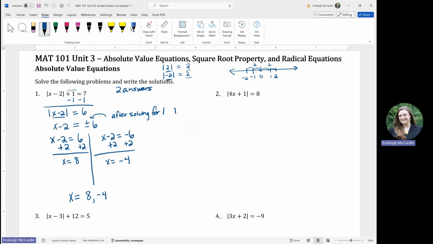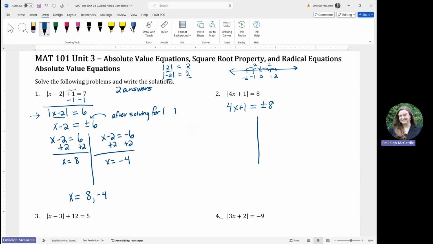The absolute value was not by itself. But on number 2, we do have the absolute value by itself. So we can go straight to this step. That is removing the absolute value bars, 4x plus 1, equals, on the right-hand side, doing the plus minus 8. So we can just jump straight to that because we have nothing to move over.